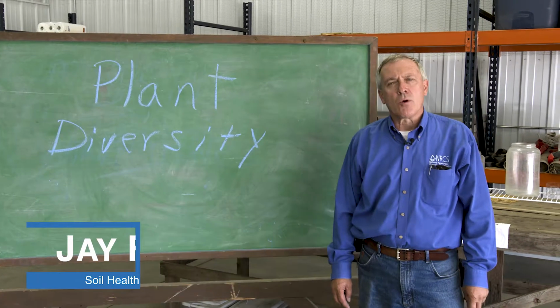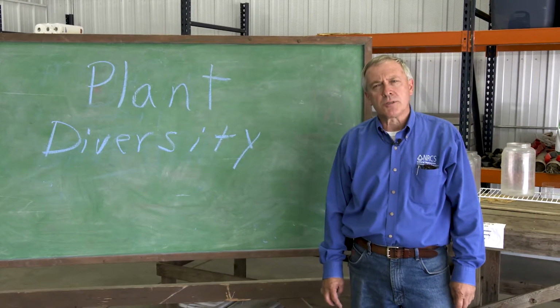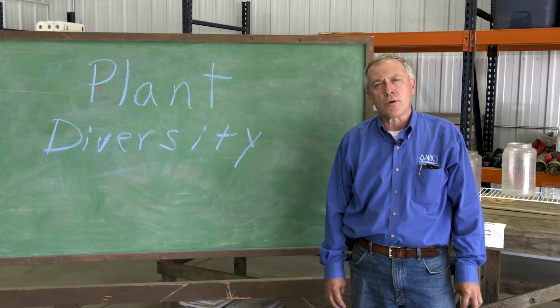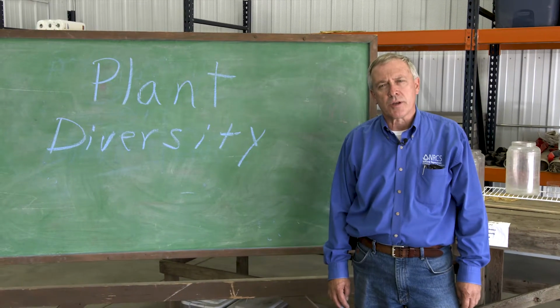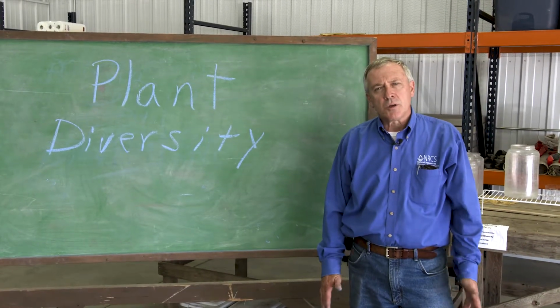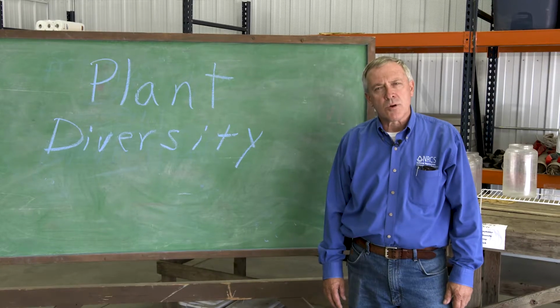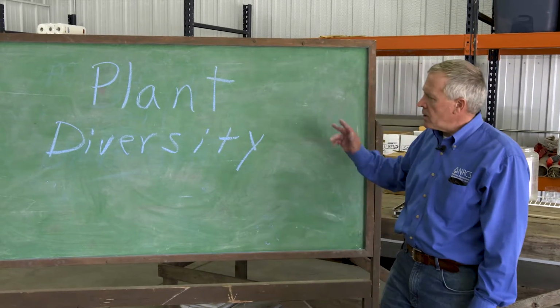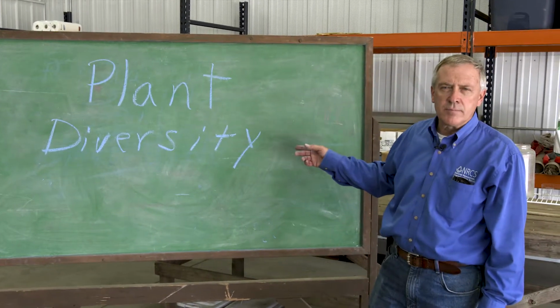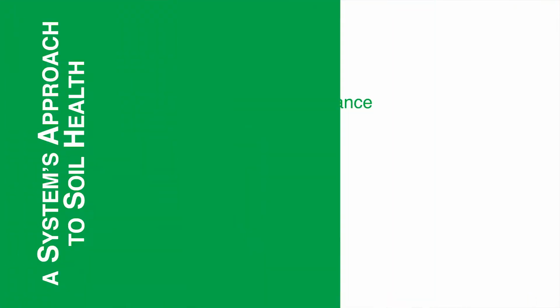And today we're at the Menoken Farm. It's a conservation demonstration farm owned and operated by the Burleigh County Soil Conservation District. And we're discussing soil health from the viewpoint of a systems approach. And what we're going to be looking at is plant diversity. So let's go to the field.